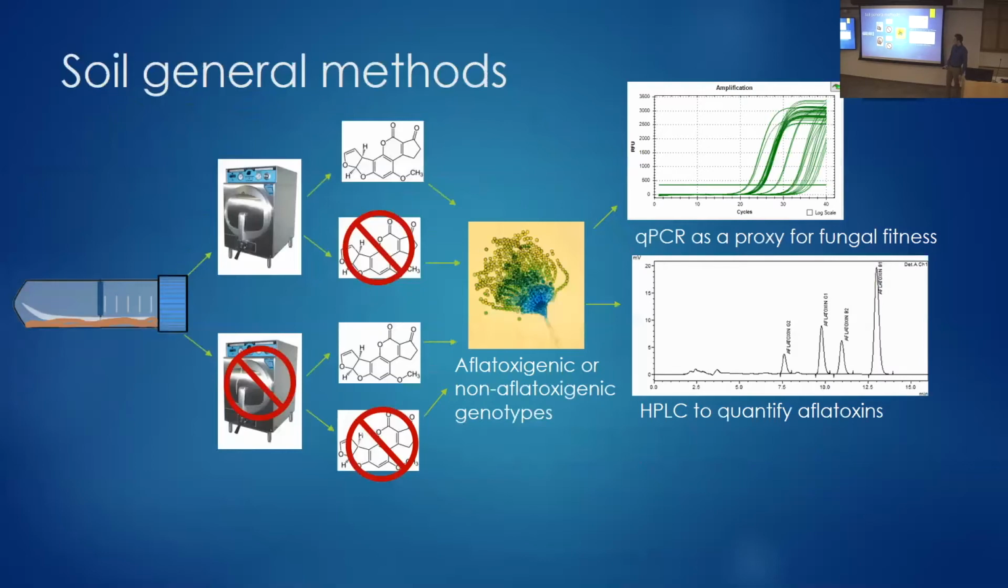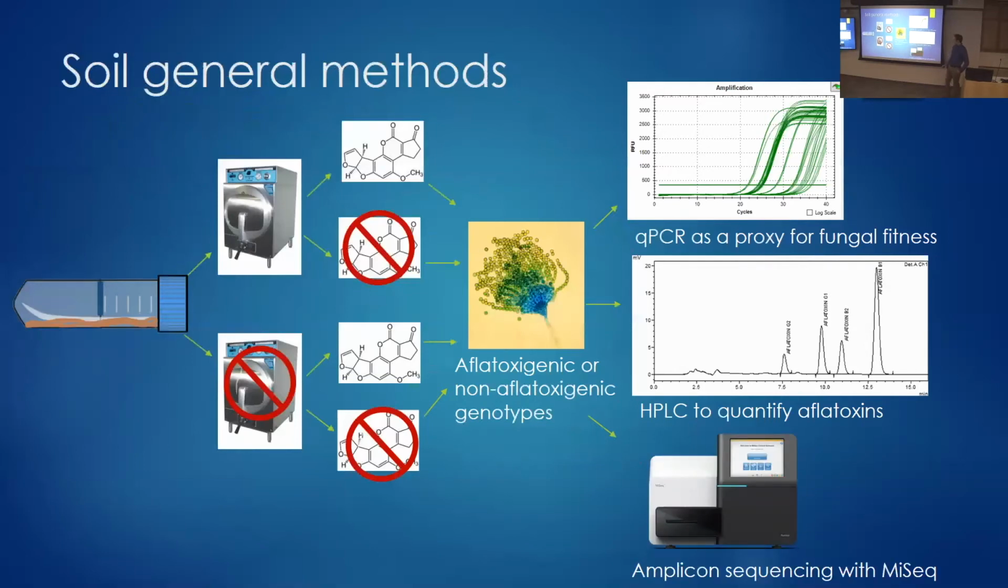We also used HPLC to quantify the aflatoxins, to make sure it was producing under some of our conditions, and to make sure that our addition of aflatoxins actually happened. And then for a subset of the samples, we did amplicon sequencing to look at the microbial communities and try to understand what effect, if any, both the addition of aflatoxins and the ability of the fungus to produce aflatoxins had on the microbial community.